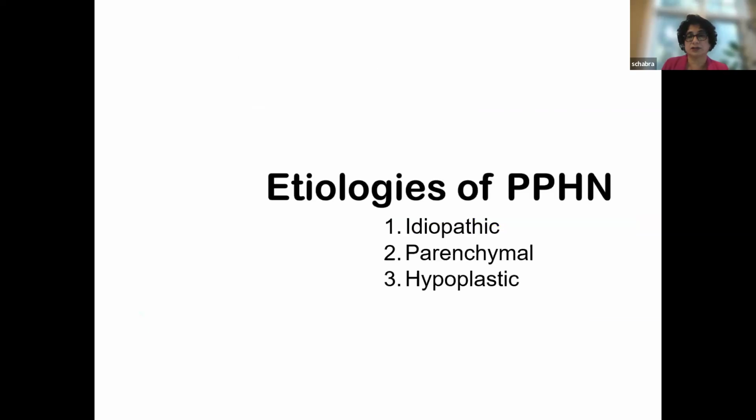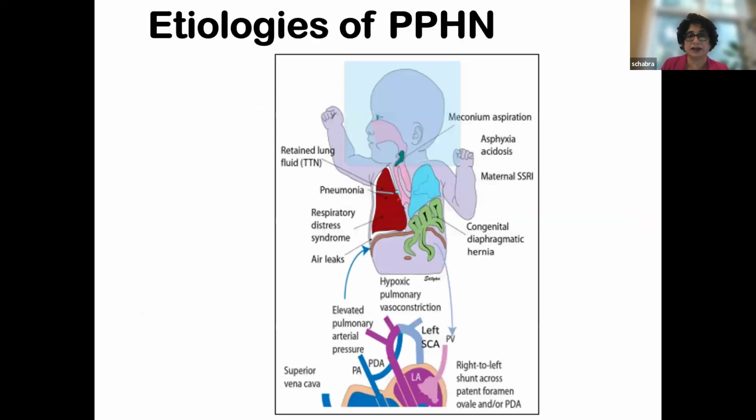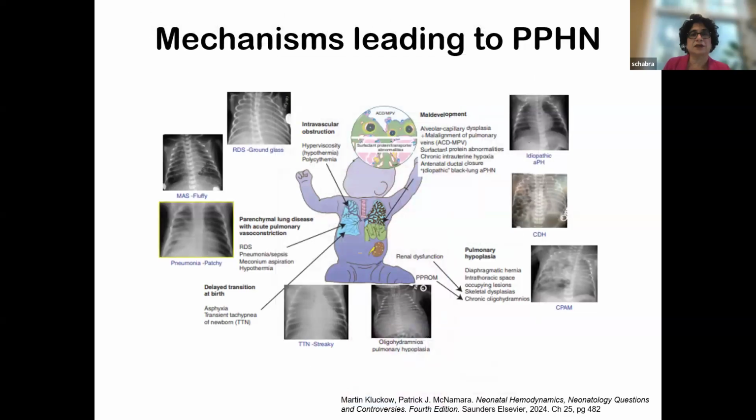So what are the etiologies of pulmonary hypertension? You have idiopathic, parenchymal, and hypoplastic. Here you see some of the etiologies. You can have retained lung fluid, meconium aspiration, asphyxia, maternal SSRI, and I'll go into details of these in a bit, but I love this diagram which explains everything. Pneumonia, respiratory distress, congenital diaphragmatic hernia, air leaks like pneumothorax, pneumomediastinum, and these are all the etiologies.